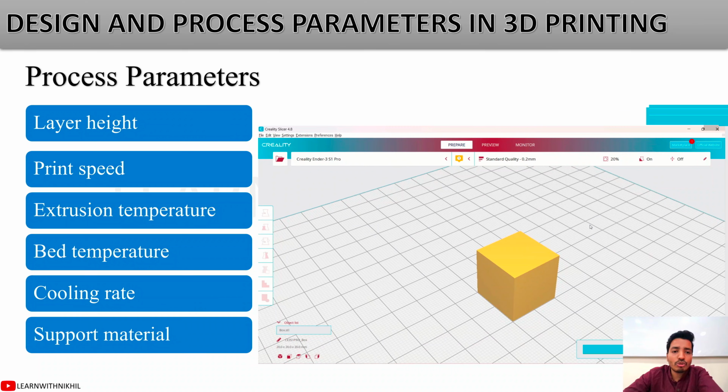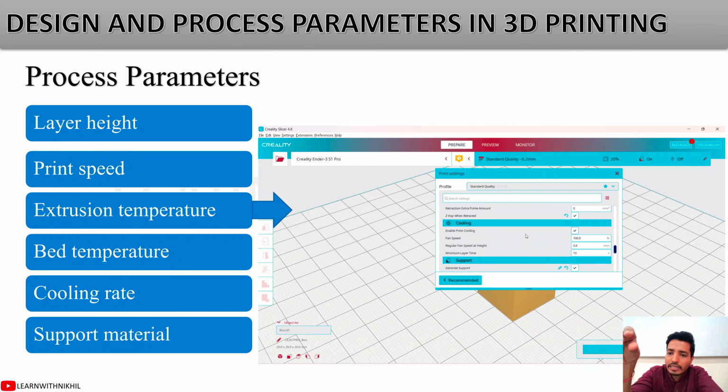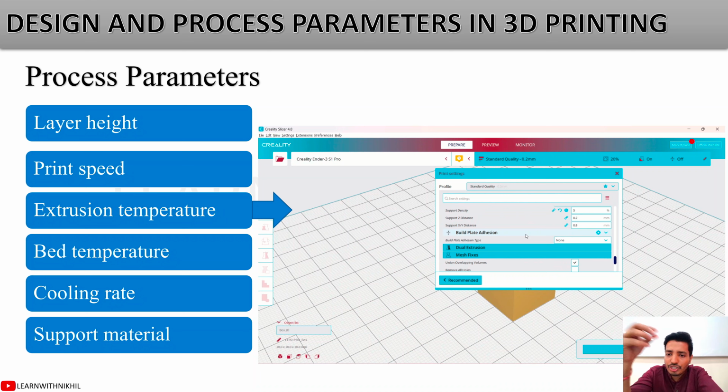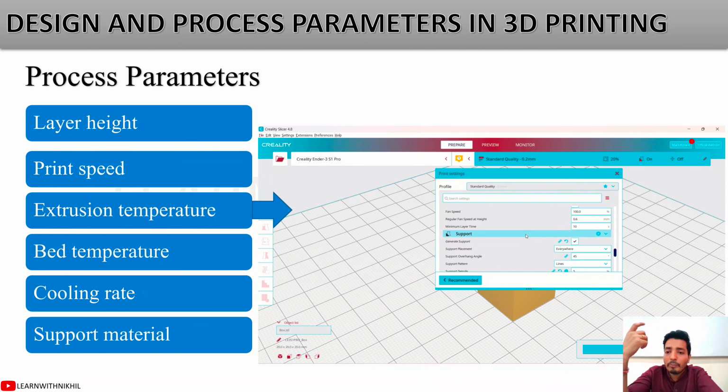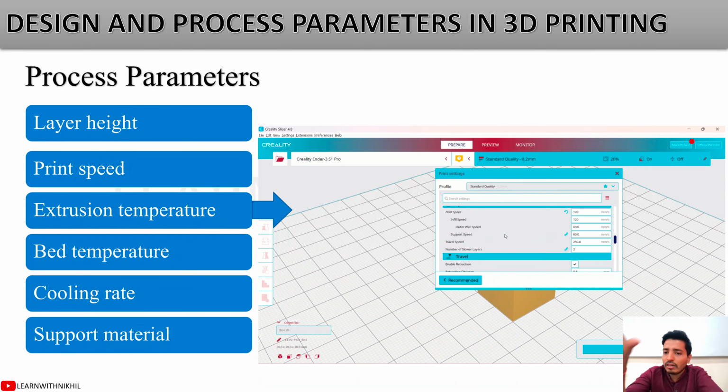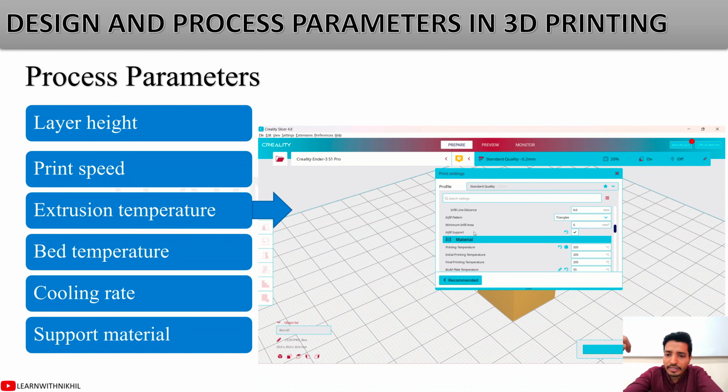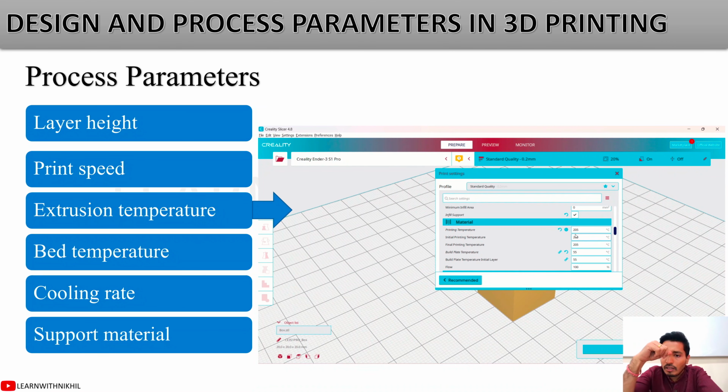Next is the extrusion temperature. Extrusion temperature is nothing but the temperature of the nozzle. So the nozzle temperature for PLA material is around 200 degrees Celsius. You can change that according to the material used. But for PLA material, you have to keep it around 200 to 205 degrees Celsius. So that is the printing speed, sorry, printing temperature.